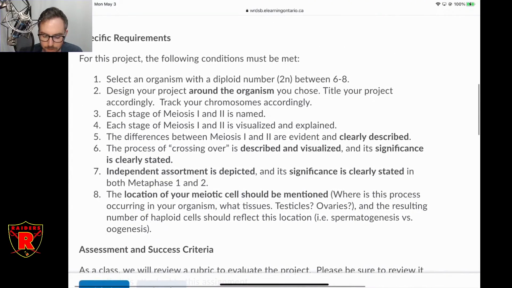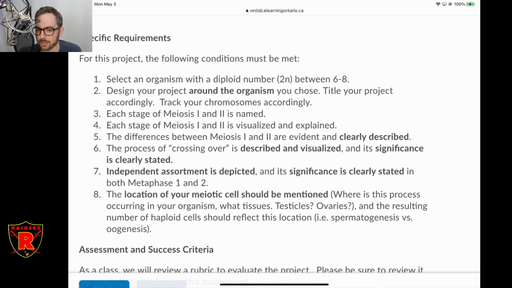You have to pick an organism with a diploid number that is a 2n number. Remember, that's a full complement of chromosomes that is between 6 and 8 chromosomes. So that's the full chromosome number that it would be. Like in humans, it would be 46. Your organism is going to have between 6 and 8. And when I say select an organism, I mean actually pick a real species.